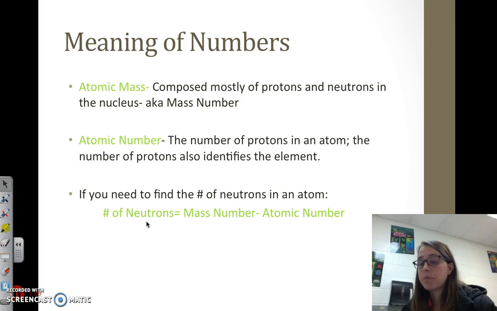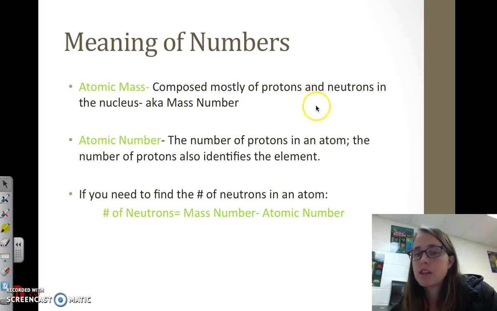Well, there are some numbers on each element square that tell us a lot. The atomic mass is composed mostly of protons and neutrons in the nucleus. This is also known as the mass number. This is basically how much an atom, or an average atom, would weigh.